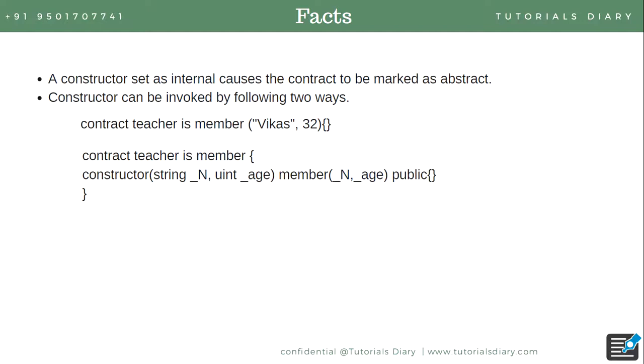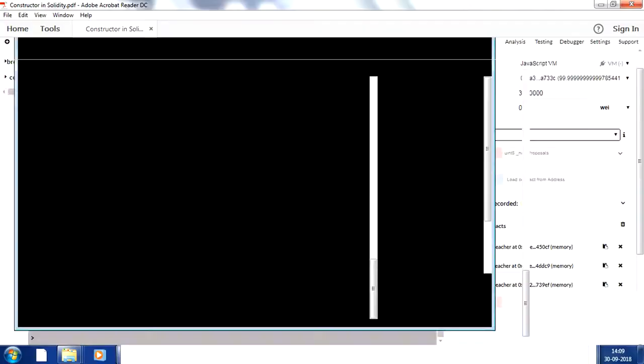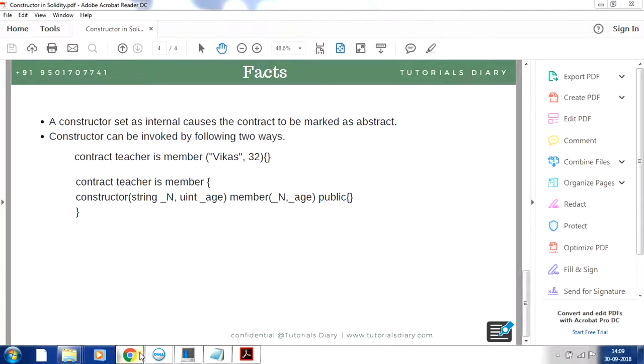this is not the only way to call the contract constructor, but there are two ways basically at a high level. So let's jump to the hands-on. Let's see how this can be used.